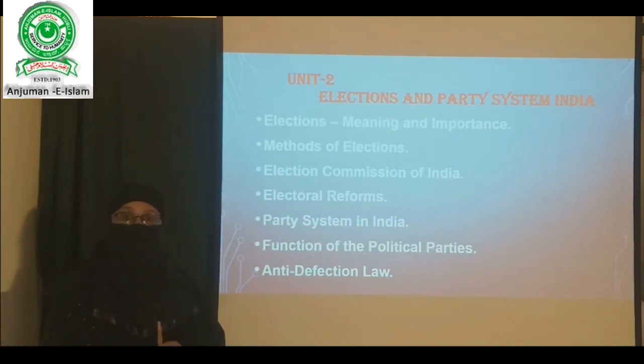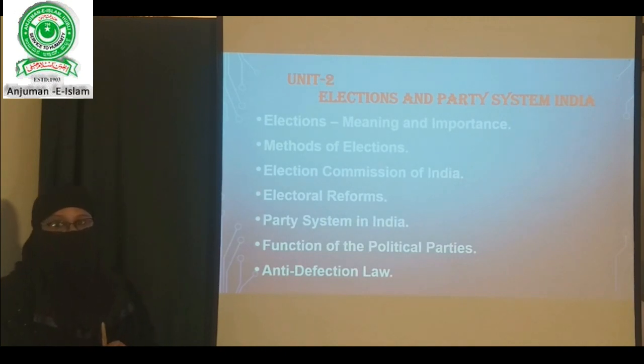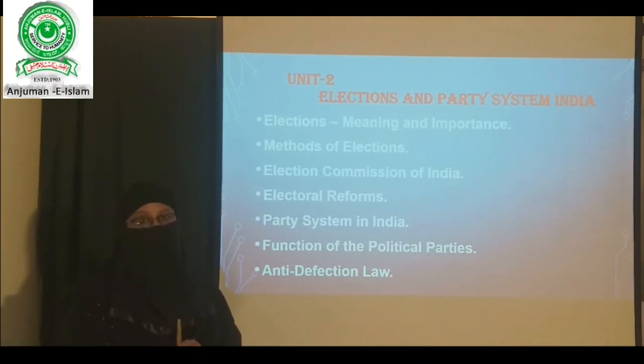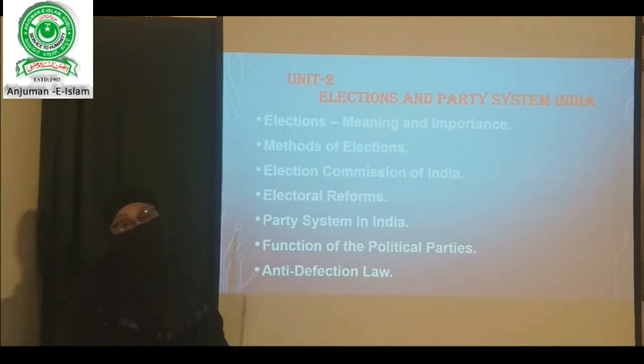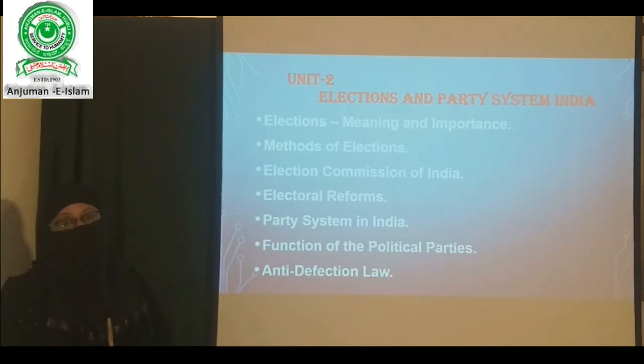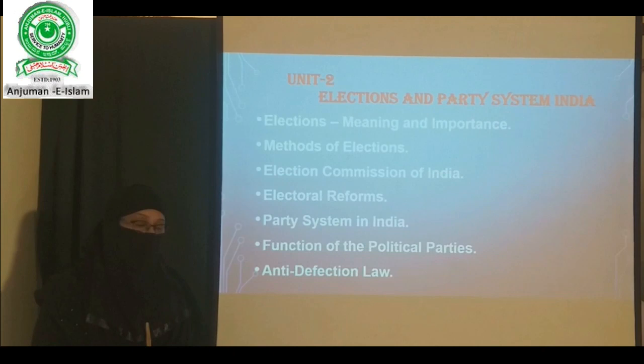Students, we have a multi-party system in India. There are single party system, bi-party system, and in India we have adopted the multi-party system. Here in this particular topic, we will be seeing the meaning of political party and importance of political party with respect to India. Next, we will see the functions of political party. What are the different functions of political party?